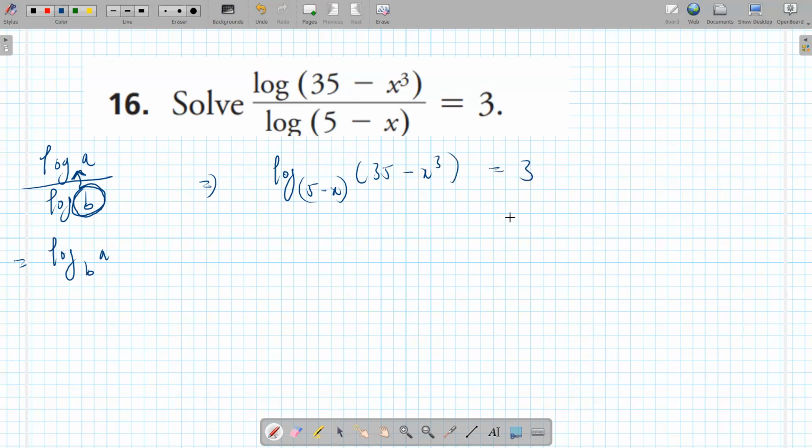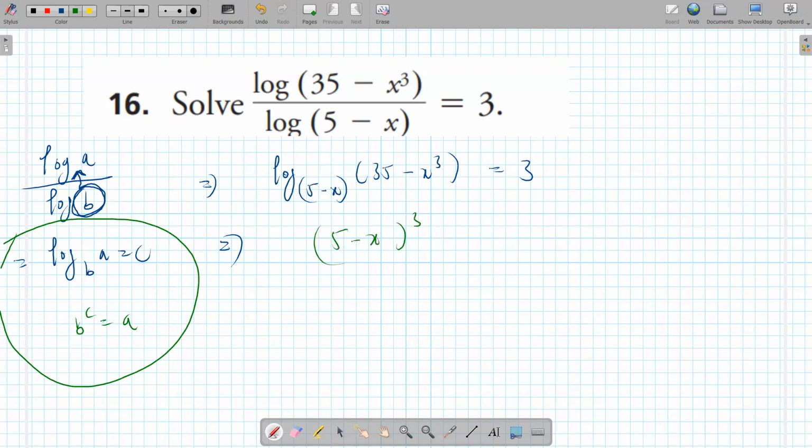Cool? Let's turn this into an exponential. What does it become? And this is the formula for it to become exponential. If you have something in this form, it becomes this. (5 minus x) to the power of 3 is equal to 35 minus x cubed.